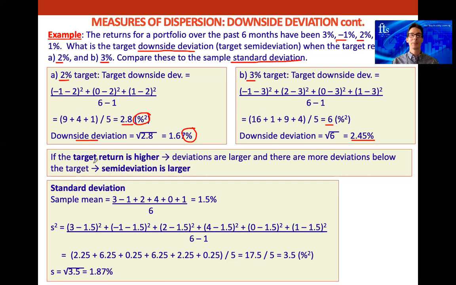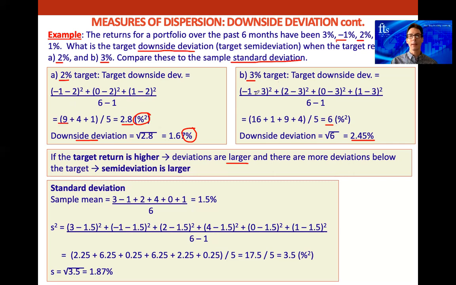So this block here in the middle, I think, is very important, because as I was saying, they love to ask these conceptual type questions on the exam. We can see if the target return is higher, like here, a 3% target return versus a 2% target return, the deviations are larger. So let's take the deviation for the minus 1. It was below our target return of 2, so minus 1 minus 2 is minus 3, and minus 3 squared is 9.